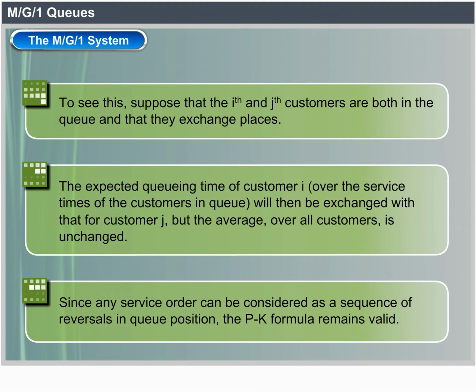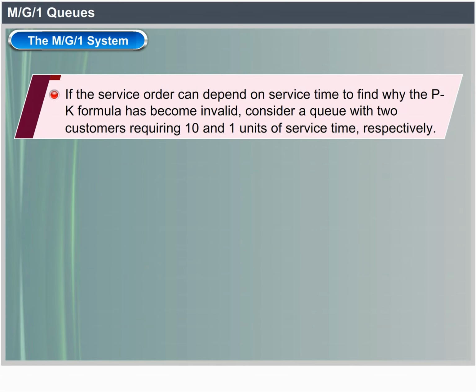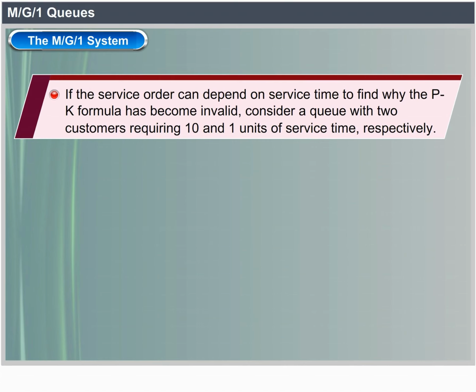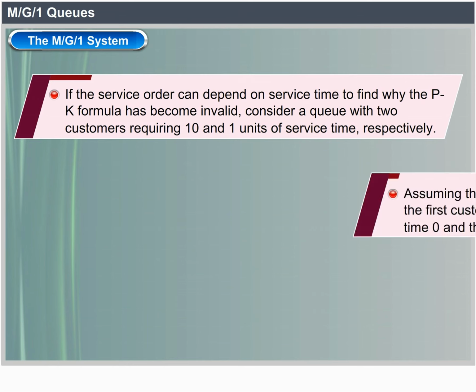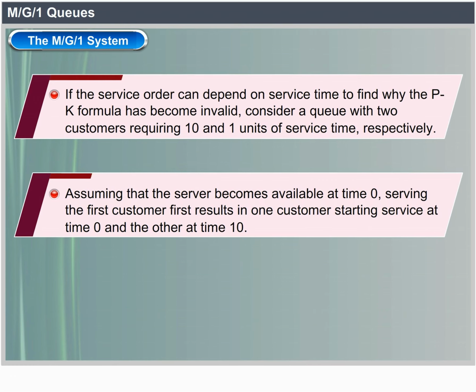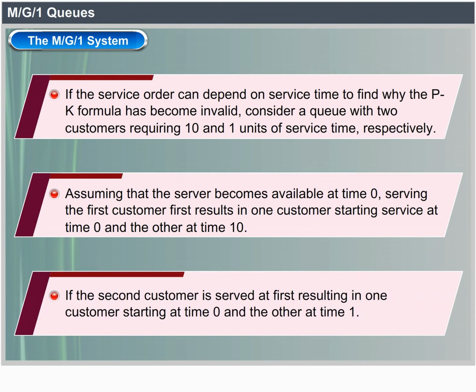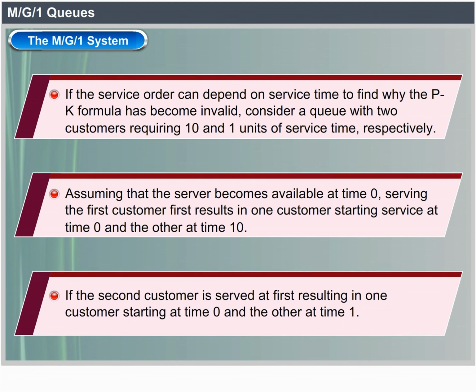To see why the PK formula is invalid if the service order can depend on service time, consider a queue with two customers requiring 10 and 1 units of service time respectively. Assuming that the server becomes available at time 0, serving the first customer first results in one customer starting service at time 0 and the other at time 10. Serving the second customer first results in one customer starting at time 0 and the other at time 1.